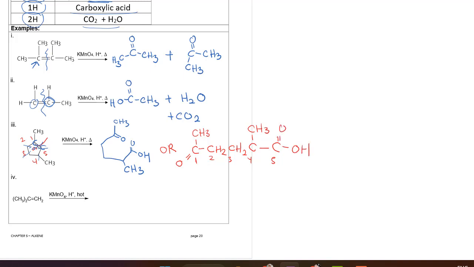So from cyclic compound, it will become straight chain. If you feel it is difficult to determine the straight chain like this, you can draw like this, similar. Both are correct. For this one, you will break into two. This carbon has no hydrogen, so this one will become ketone, and this carbon has two hydrogen, so it becomes carbon dioxide plus water.